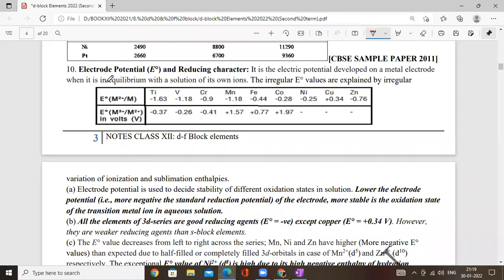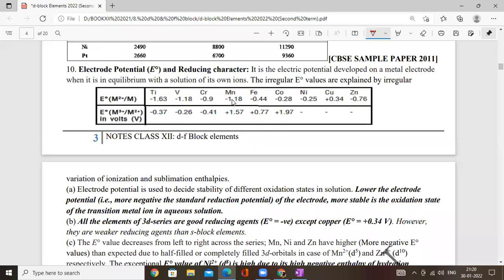Our next topic is electrode potential and reducing character. Again, a very important topic, because for the last 3 to 4 years questions have been asked from electrode potential, and of course it is on the basis of reducing tendency also. I have already told you, when I was teaching you the concept of ionization energy, about the E naught value, and of course the ionization energy depends directly or indirectly upon the atomic radii.